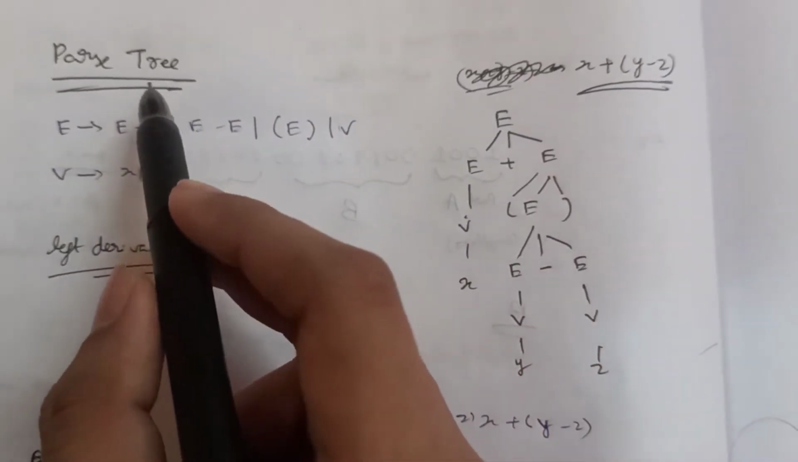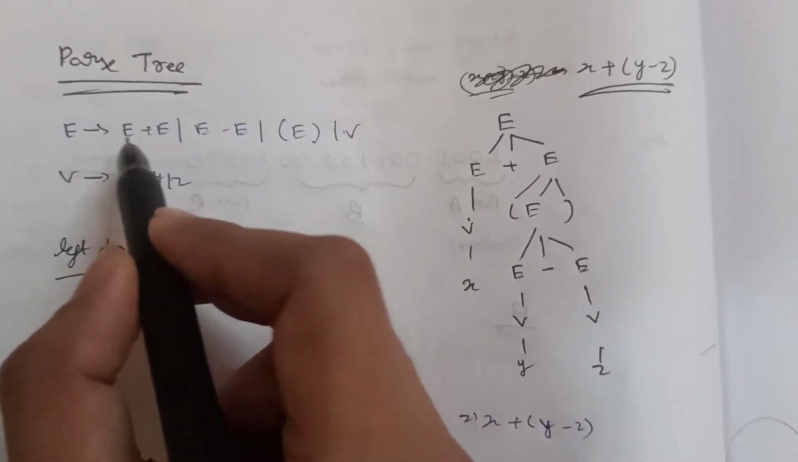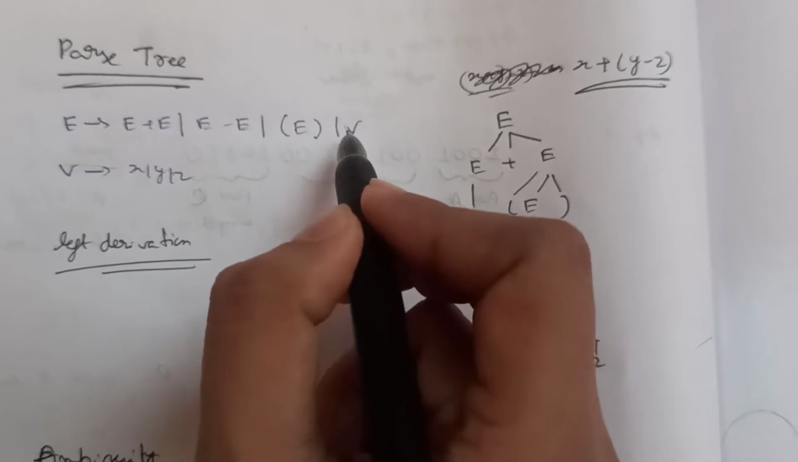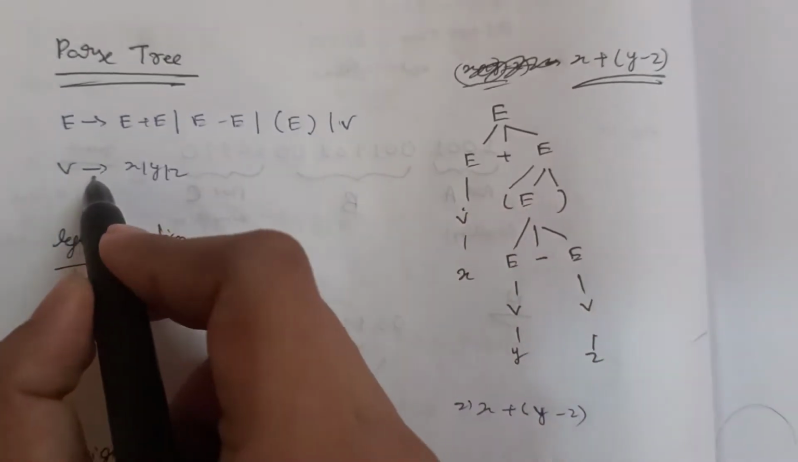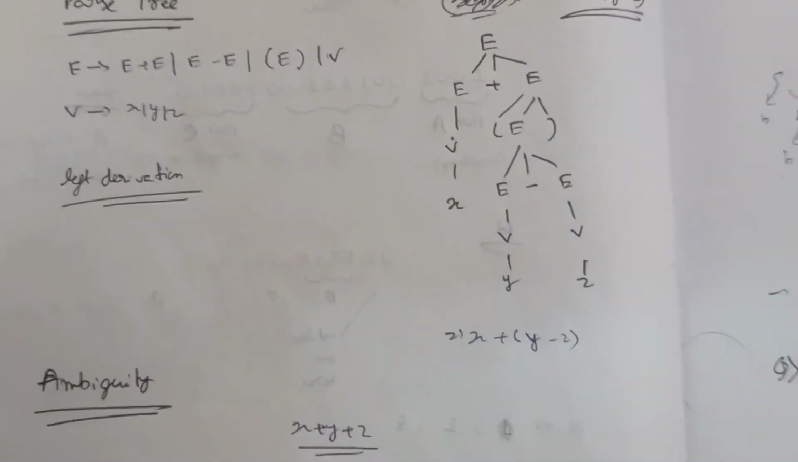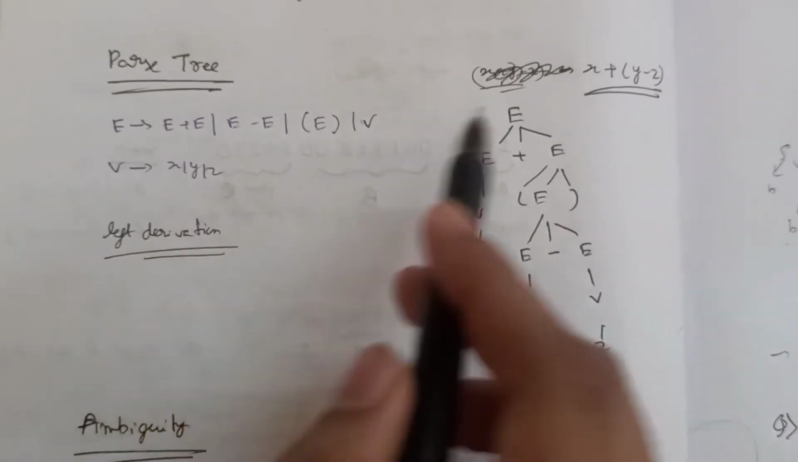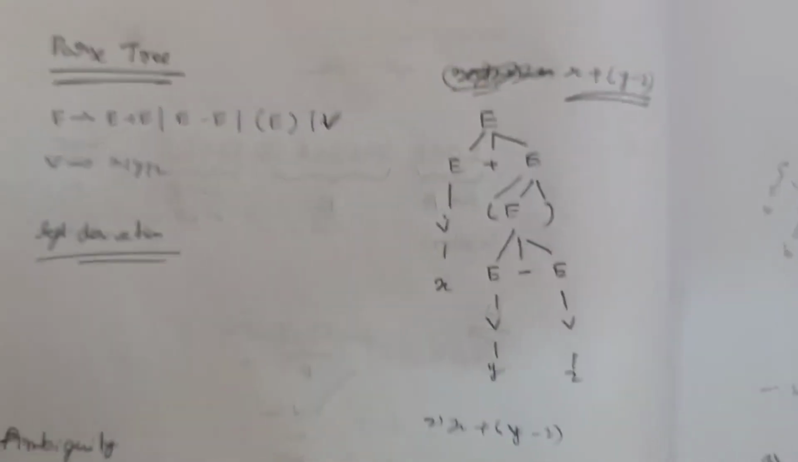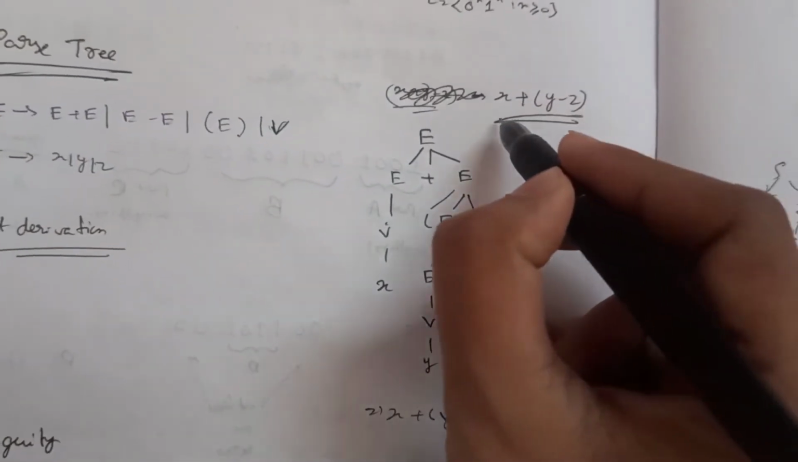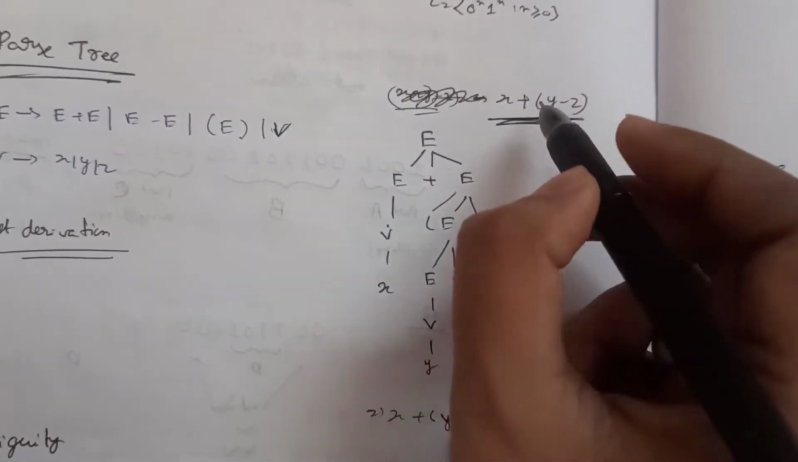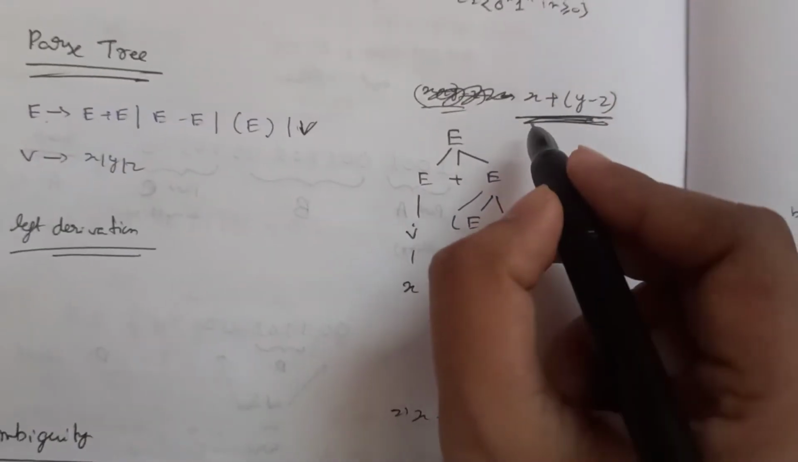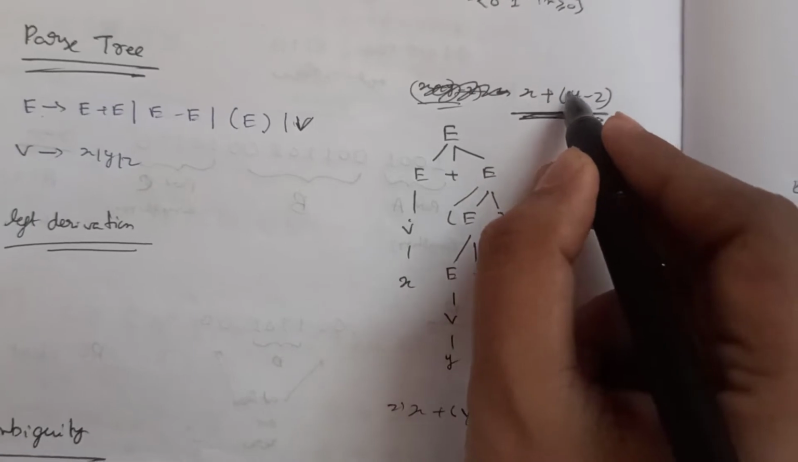So suppose there is a grammar with the production rules E to E plus E, E minus E, E in brackets, and V, and this V is x, y or z. So these are terminals, and this V is a variable and E also. So if I need to form this expression, then how to make it from this E? I need to form the expression x plus y minus z.